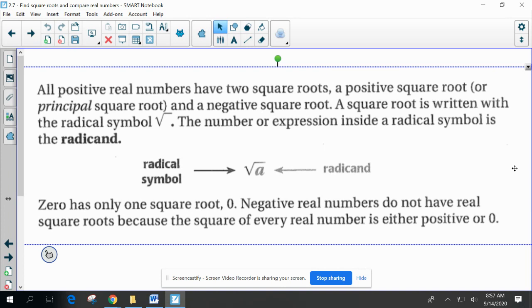This is called the radical symbol. Square roots are called radicals. So the symbol kind of looks like a divide sign with a little extra tail. Hopefully you've seen this symbol before. And then whatever is underneath is called the radicand, with a D.